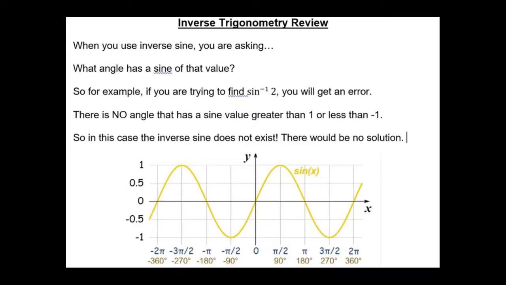Now, we're also going to be using the inverse trig function. When you use inverse sine, you're asking what angle has a sine of that value. So, for example, what's the inverse sine of the number 2? I'm going to get an error because that's asking where on the sine curve my output value is going to be 2. And if you look at the graph of the sine curve here, you can see that it doesn't go higher than 1 or lower than -1. So in this case, the inverse sine does not exist, and there would be no solution.